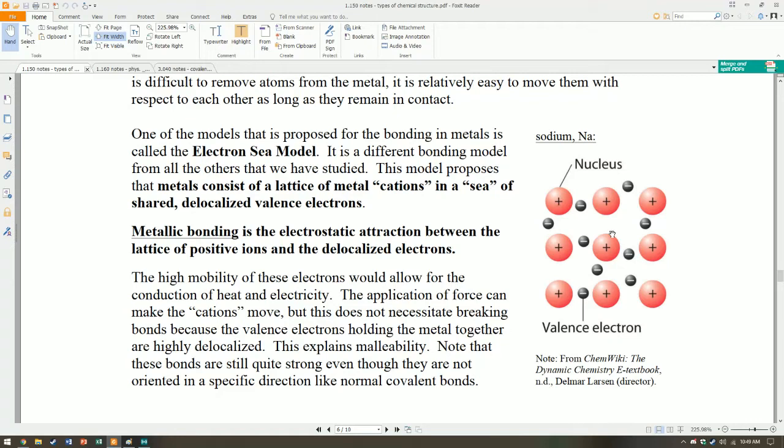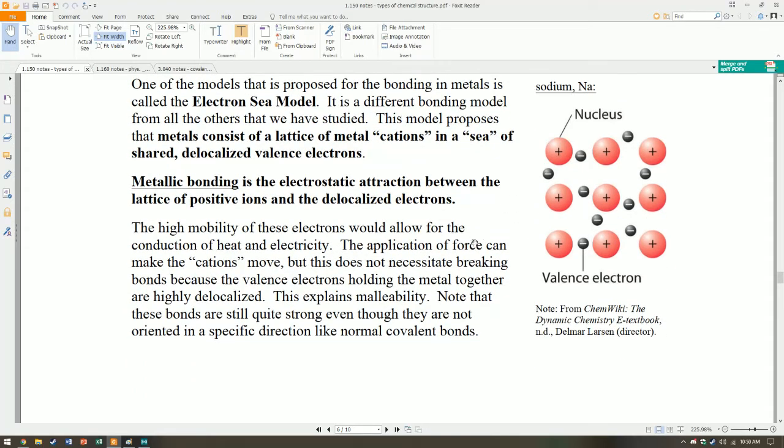This bonding structure accounts for some of the properties that metals have. They are good electrical conductors since the electrons are free to move around and carry a charge. They're also quite malleable, since it doesn't matter how you distort the sea of electrons, which are fairly easy to distort, as the positive lattice will just go to where the electrons are. The application of force can make the cations move, but it doesn't break the bond since the valence electrons are highly delocalized. They'll just move around with it.